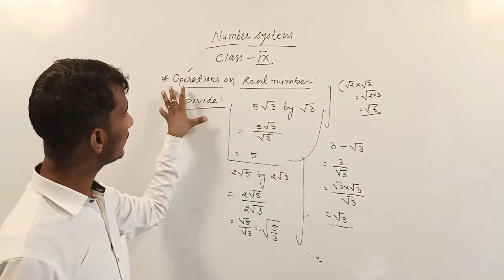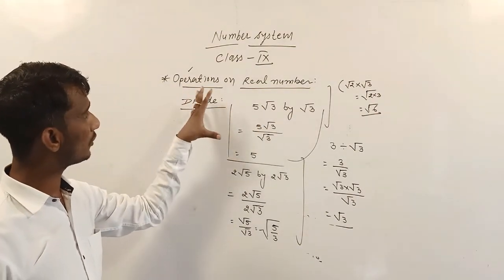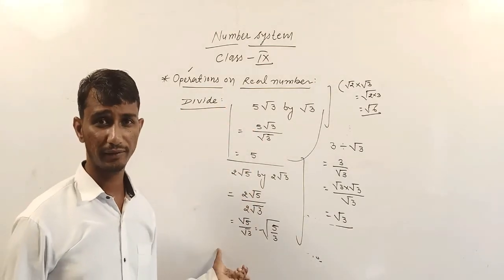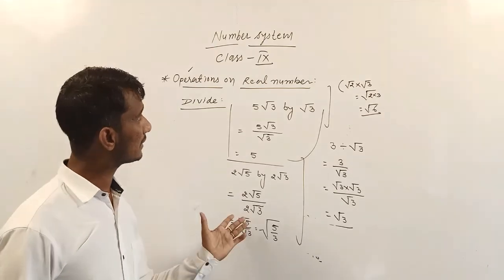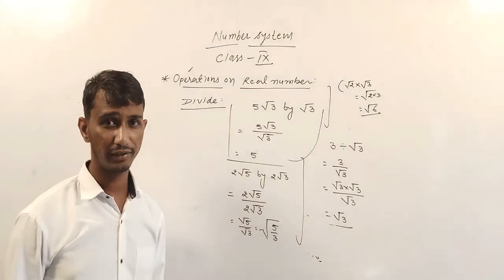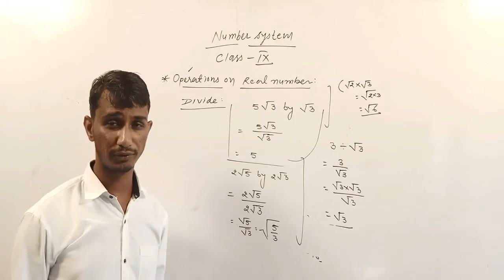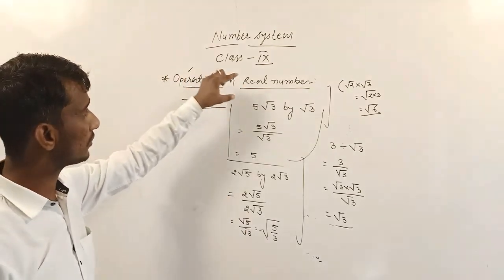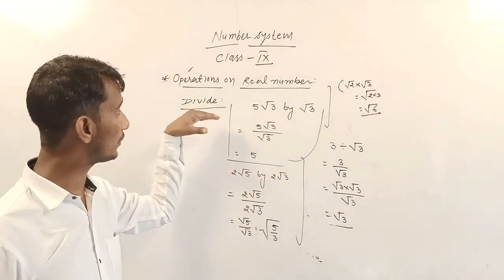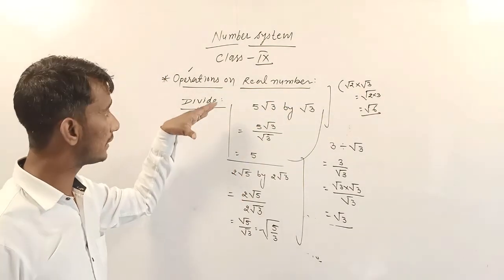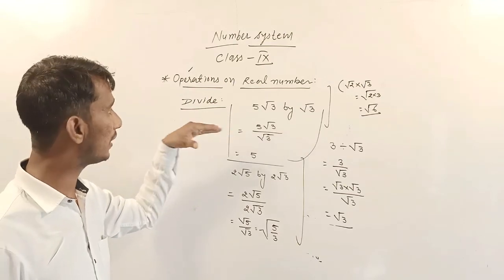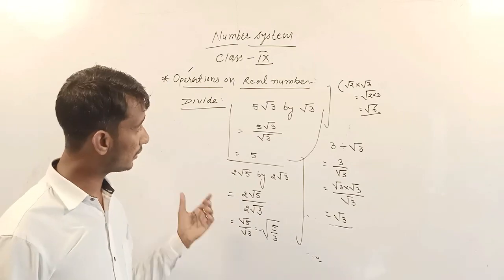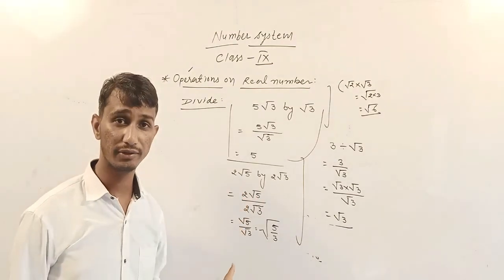So these are the 4 operations on real numbers we have studied in this video. Okay, now we will discuss the next topic after some time in the next video. But again I am revising your topic, operations on real numbers: how to add real numbers, how to subtract real numbers, how to multiply real numbers, and how to divide real numbers. And I hope you are getting my points properly.